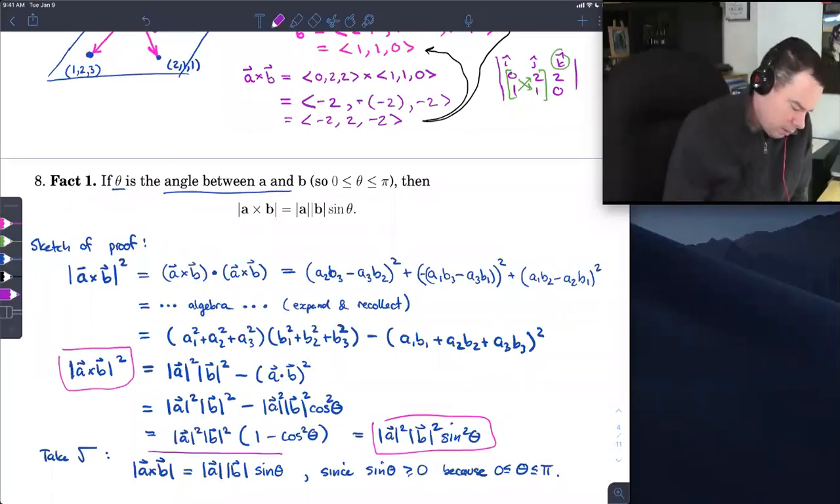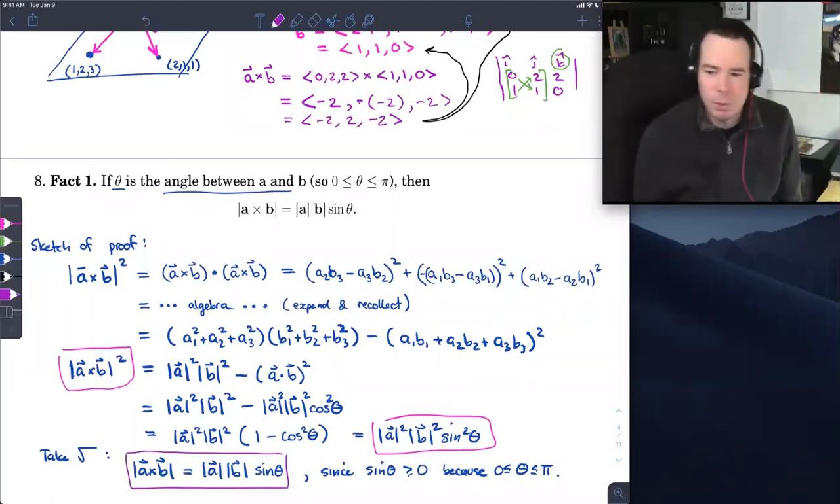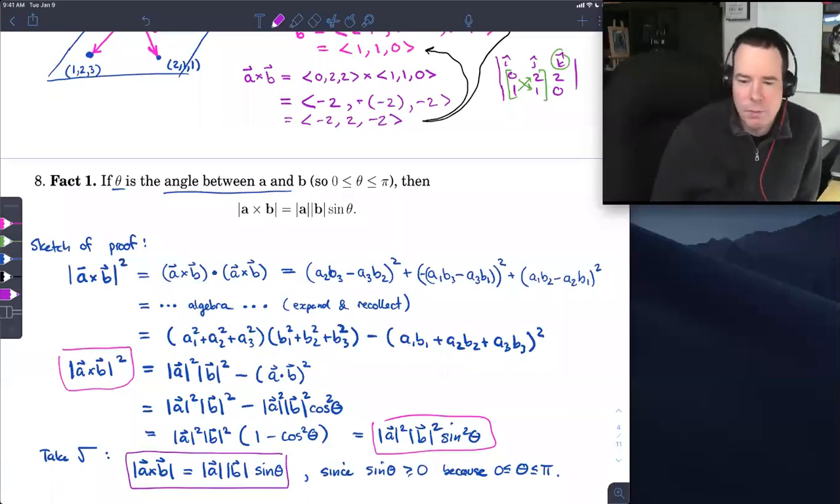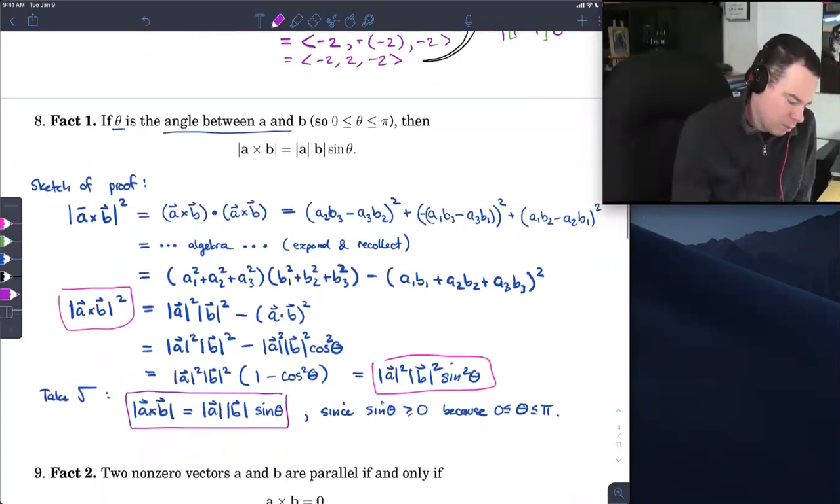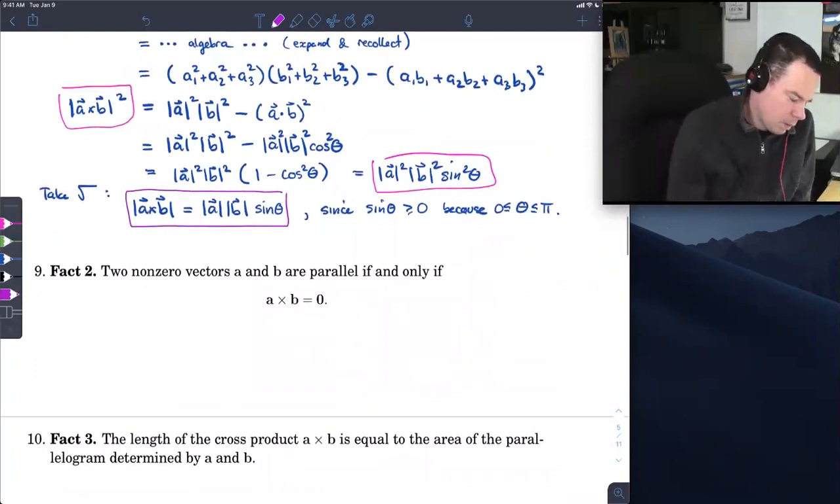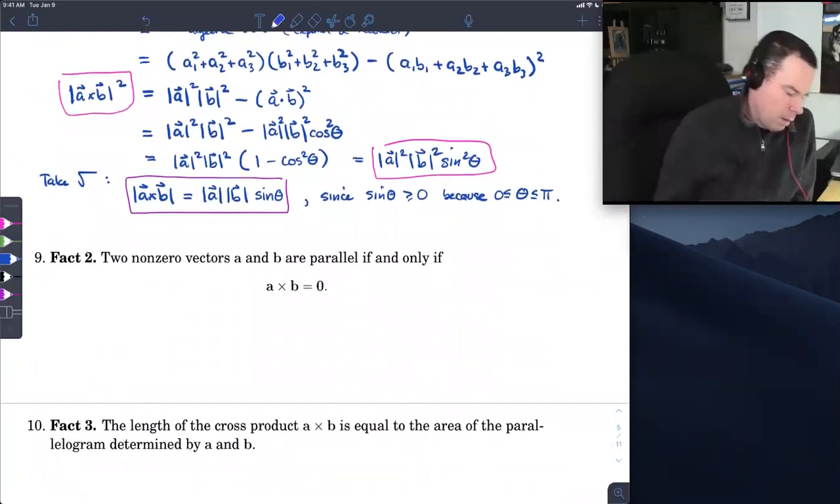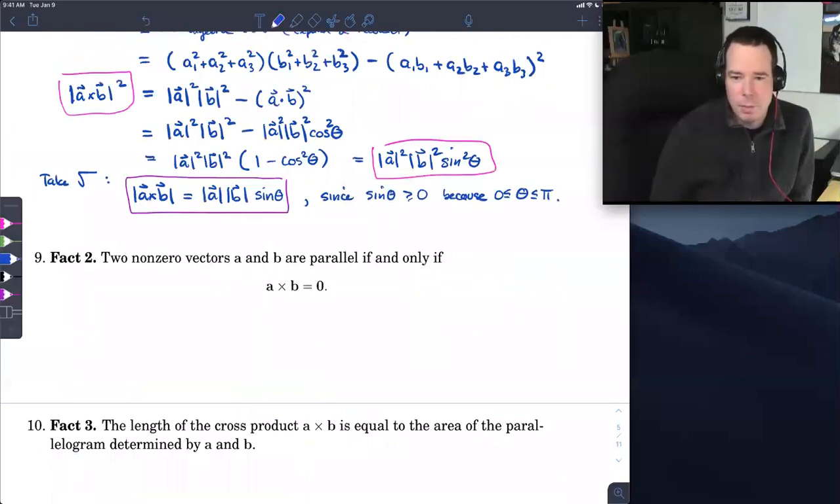So that is our final expression, which tells us that the magnitude of the cross product is determined by the magnitude of the two vectors and the sine of the angle between them. And much like the dot product told us whether two vectors were perpendicular or not, depending on if the dot product was 0, we also get a similar result for the cross product. The cross product, if it's 0, tells us that two vectors are parallel to each other.